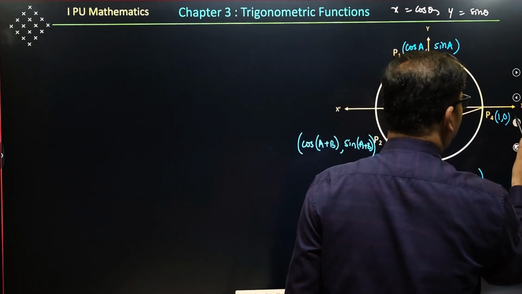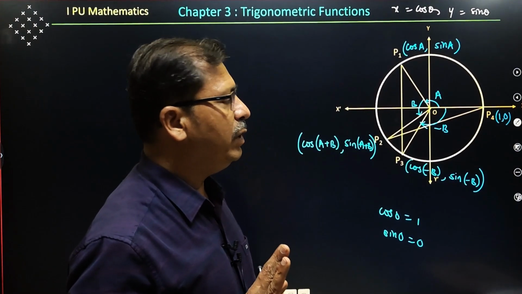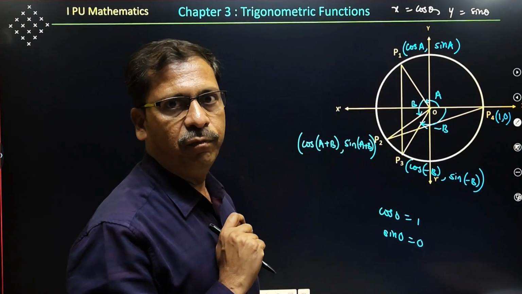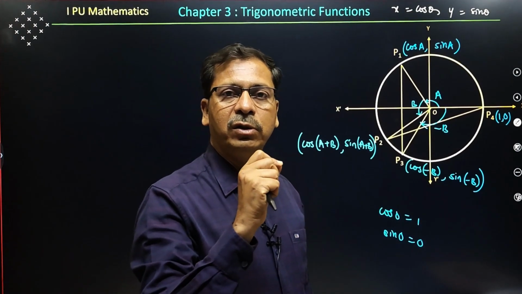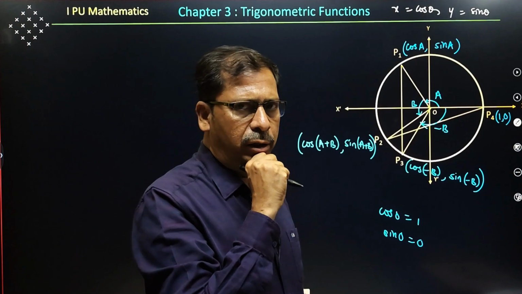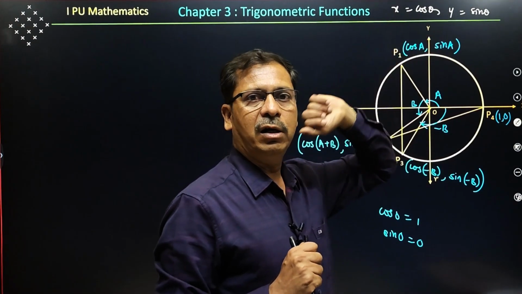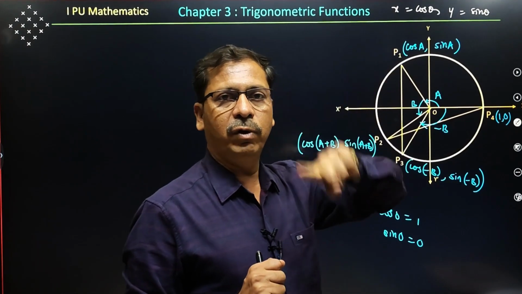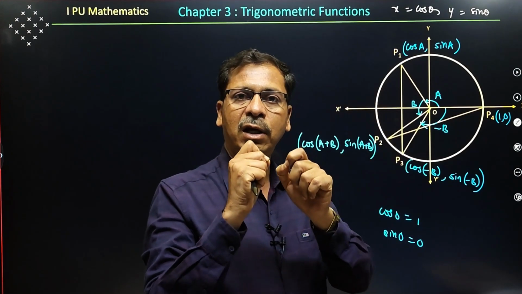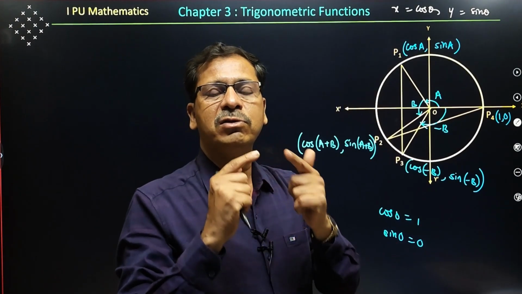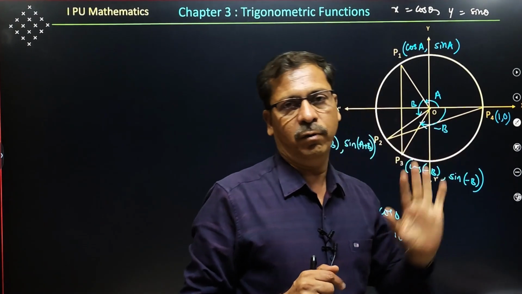You need to understand why 1, 0 came here. For P4, because the angle subtended at the center, that too with origin, is equal to 0 degree. See, x coordinate is given by cos theta, means cos 0, which is equal to 1. Y coordinate is given by sin theta. In this case, theta means 0, sin 0 means 0. That's why P4 coordinates become 1, 0.